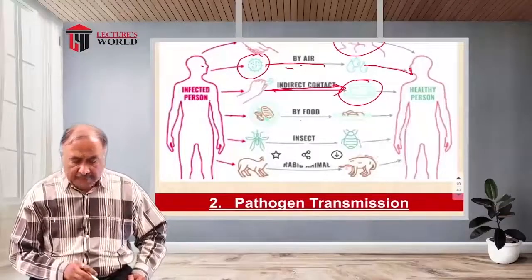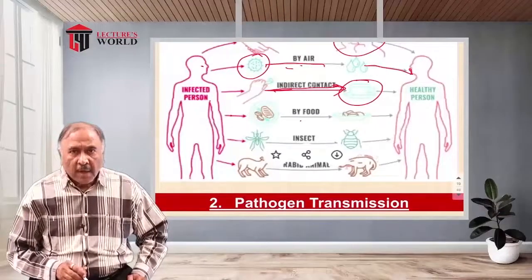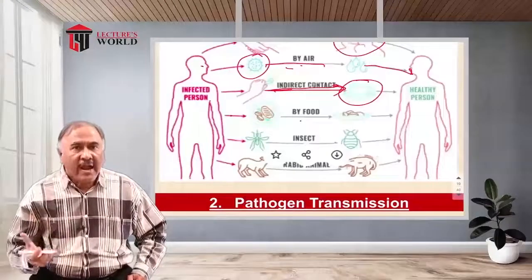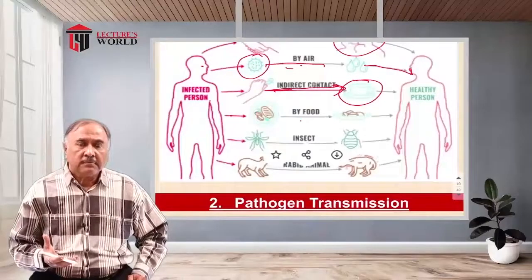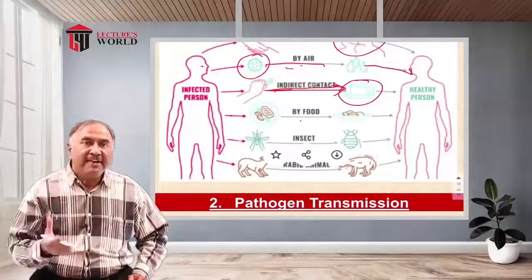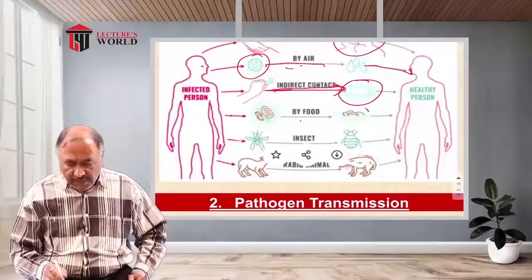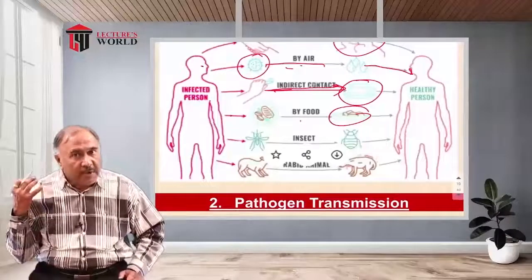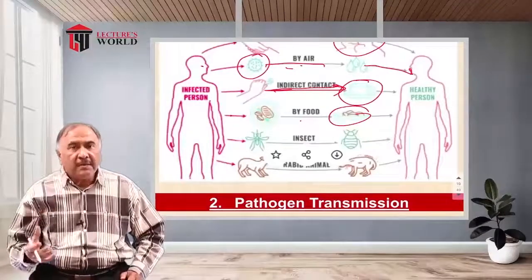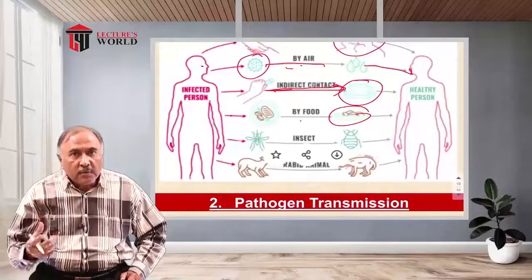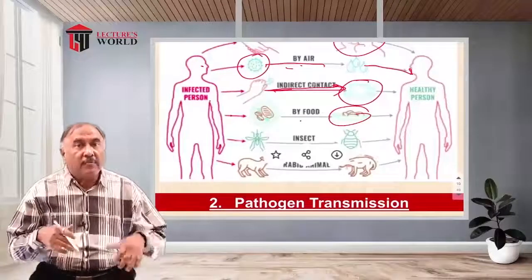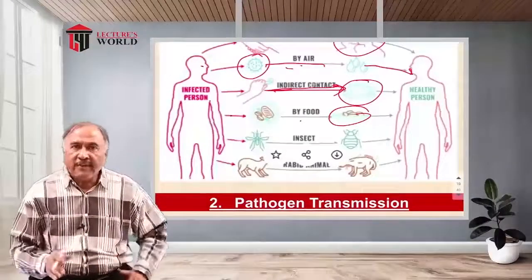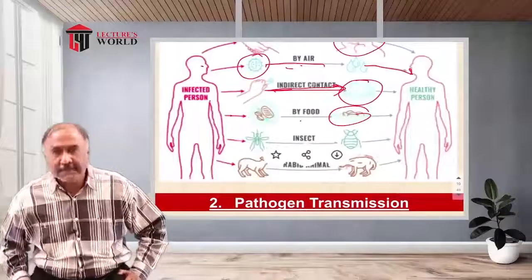Next comes food. How is the food able to transmit? Suppose we use meat, eggs, pork of infected individuals, then through that food, if it is not properly cooked, if it is not properly boiled, or through milk or food, that is when we use contaminated water for preparing such food, then through food or water, such infections may reach the healthy individuals.